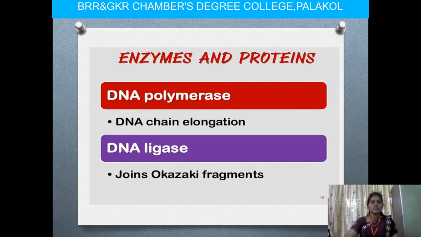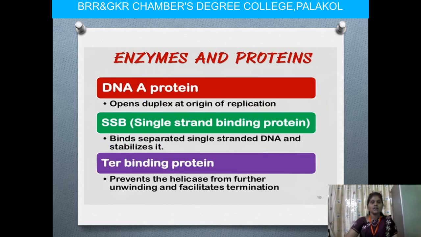And the next one is DNA ligase. Ligase means attachment. It is used as a glue in this process, so it attaches two strands of DNA. That is called DNA ligase. Okay. The next one is DnaA protein. This protein acts on the duplex at the origin of replication. The duplex, that means double stranded DNA, can be separated by DnaA protein.